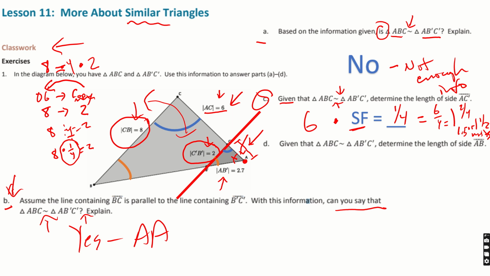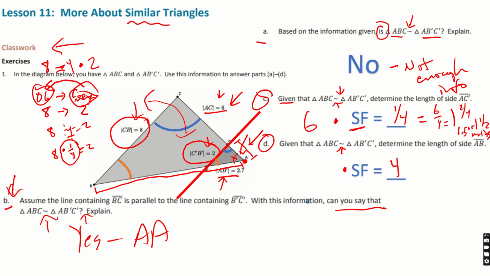Okay, and the last one, D, says given, so again, we're being told for sure that they are in fact similar. Given that they're similar, determine the side length of A to B, excuse me. So we have A to B prime, that's this one here. So we're looking for this big guy here. So now we can use that same scale factor that we had, but in this case, now we're going from the copy to the original. So now our scale factor is not 1/4, it's 4/1, or our scale factor is 4, because we're going backwards.